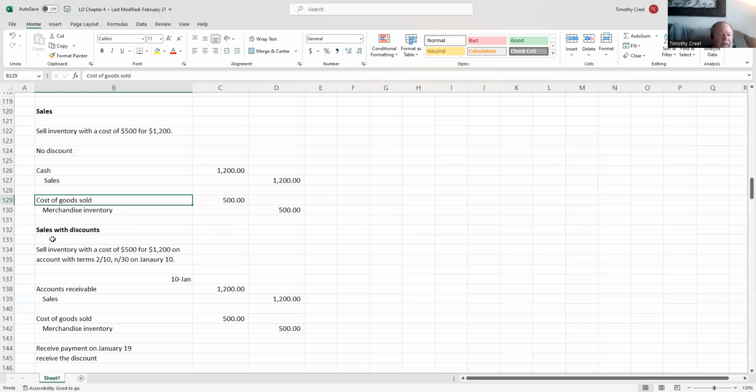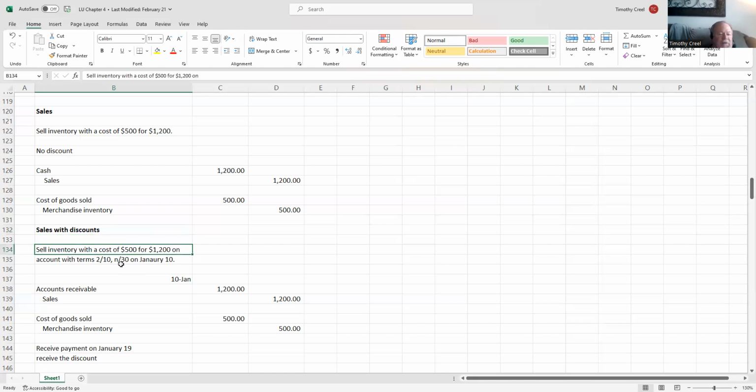So, sales with discounts. In the same way that with purchases we receive a discount if we pay early, a lot of companies offer that same type of system to their customers, because again, the quicker you get paid, the quicker you can reinvest those funds back into the business.